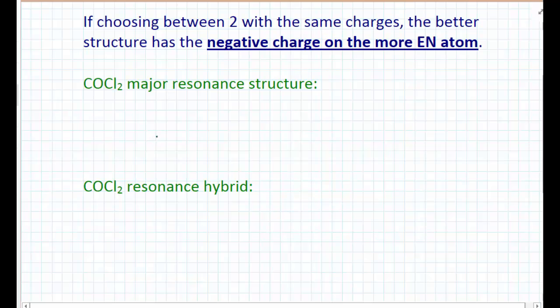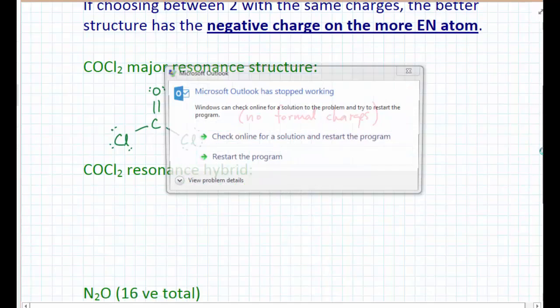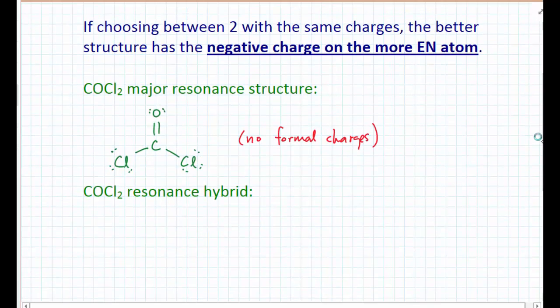For COCl2, it was C=O double bonded, getting to the octet on the O, and getting to the octets on those chlorines, but single bonded. This is the one that has no formal charges. But there's a structure we can draw called a resonance hybrid.